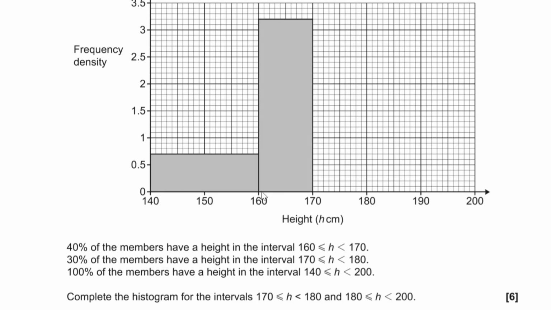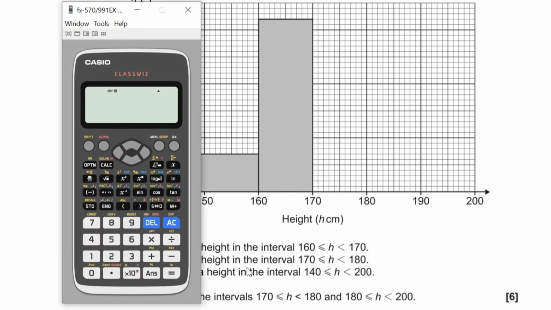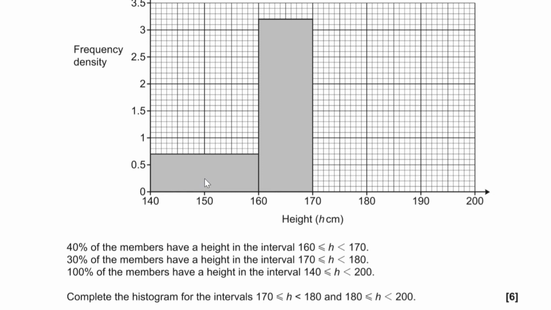Well, what we will do so far is find out the frequencies of the bars we already know. Now here, we've got 20 multiplied by 0.7. 20 times 0.7 is 14. So here we've got 14. Now for this one we've got 10 multiplied by 3.2, which is 32.